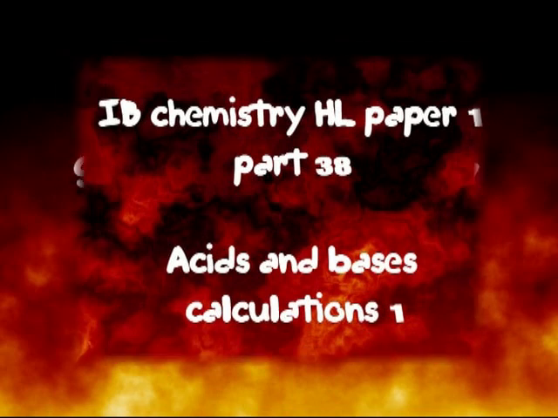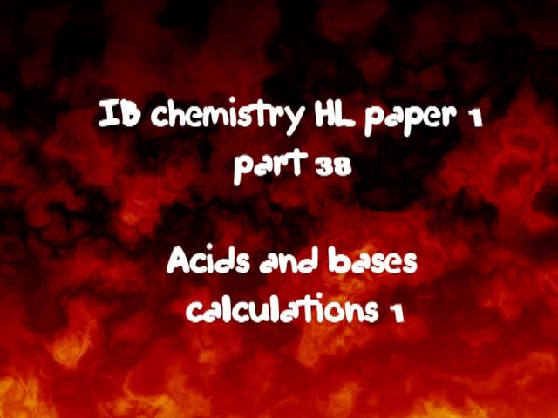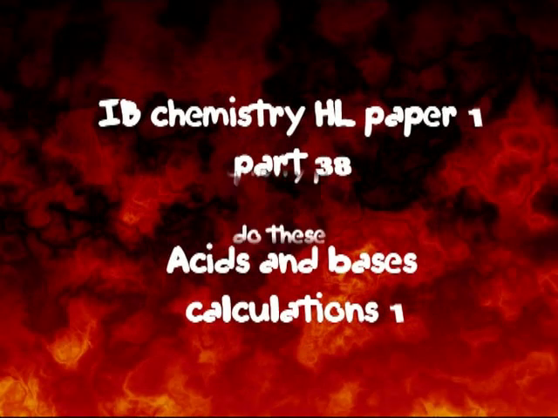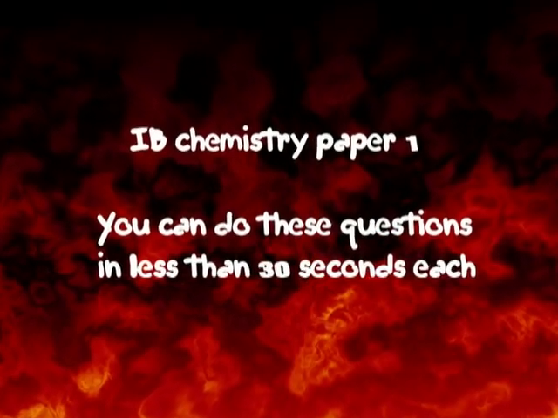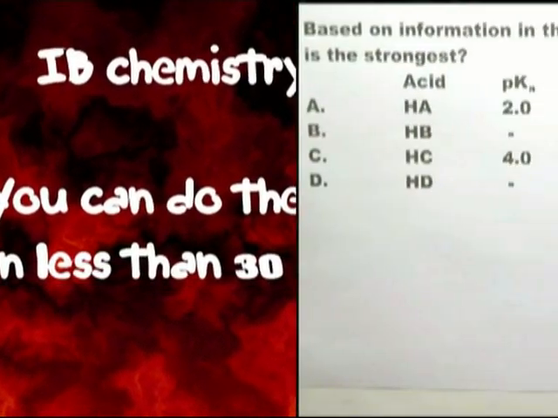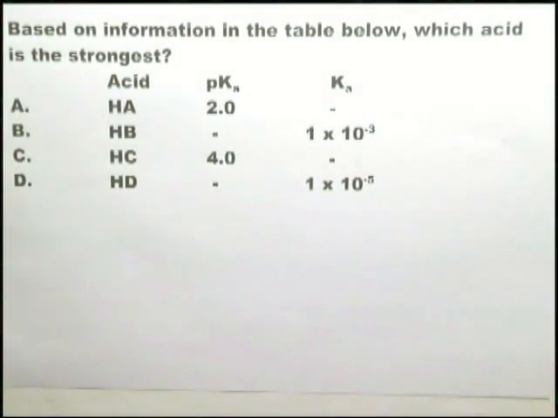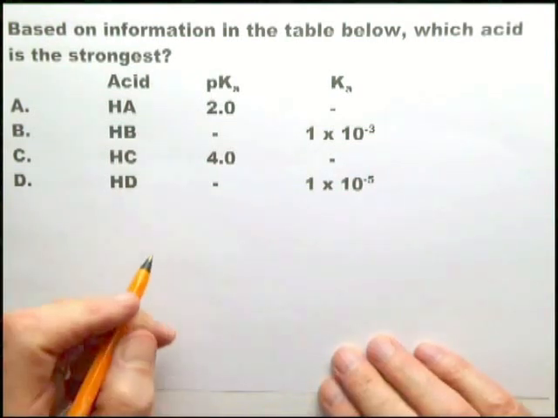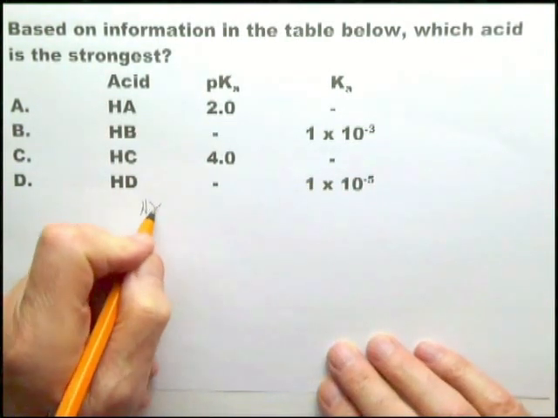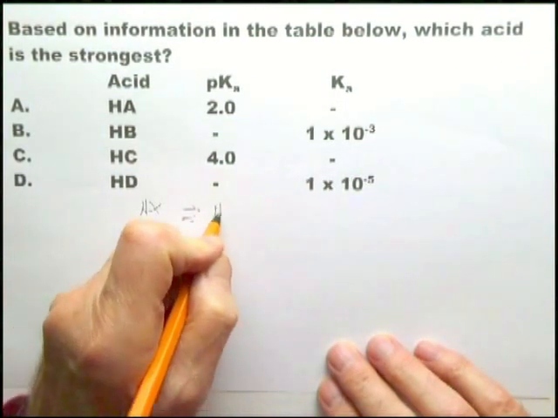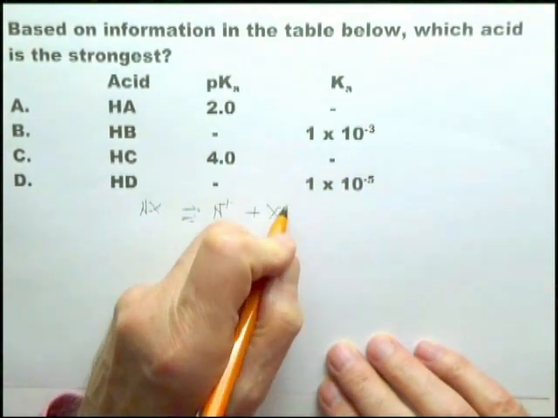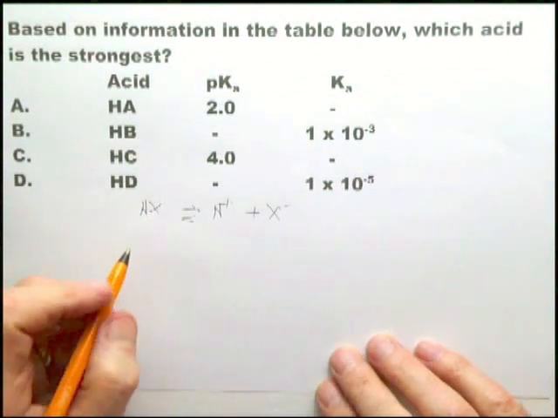Today I'm going to talk about calculations with acids and bases in IB Chemistry HL Paper 1. We need to understand the relationship between Ka and pKa and hydrogen ion concentration and therefore pH. Let's take the standard equation, which is HX goes to H+ and X- for an acid.